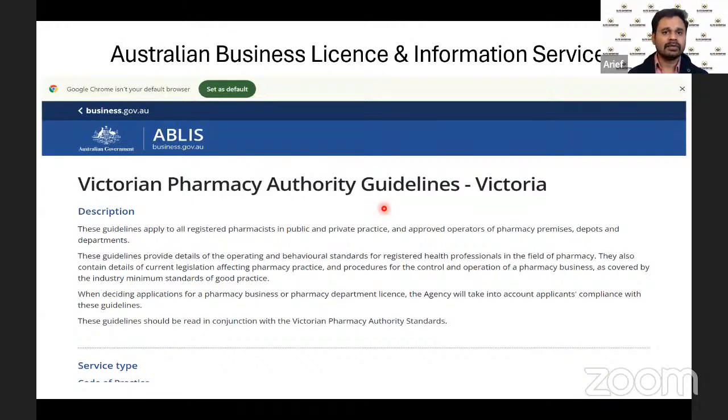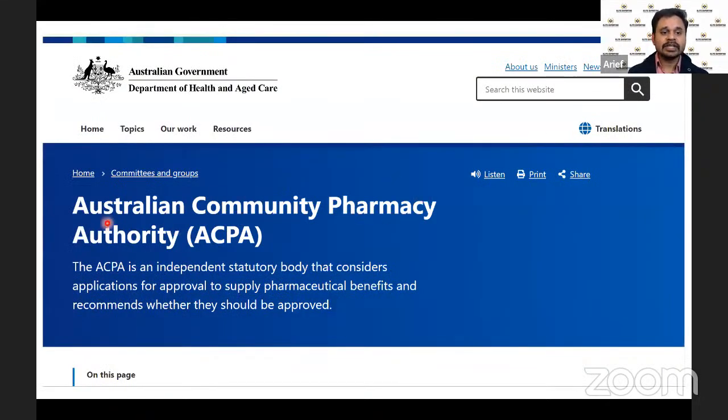The same thing here in Australia as well. Whatever state we are in, we need to apply for that state. In that state there will be some guidelines, and we need to fulfill all those guidelines. When we fulfill all those guidelines, then only the state will give the approval. When the state gives the approval, then the Australian Community Pharmacy Authority will give the approval. So these are all the approvals that we need to obtain before we start and run the business.